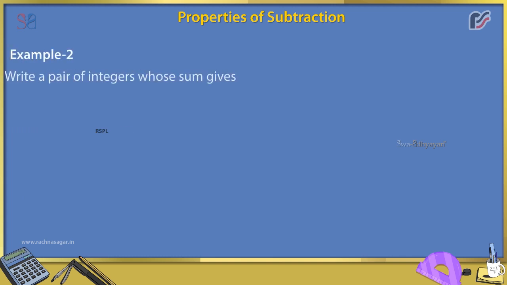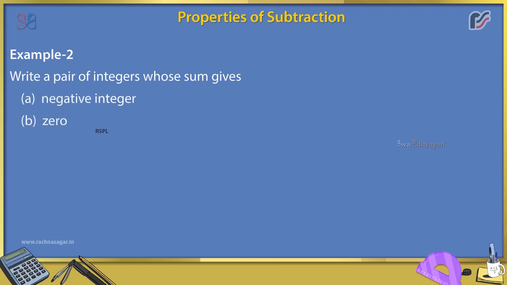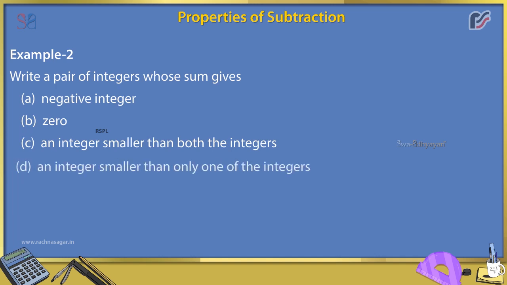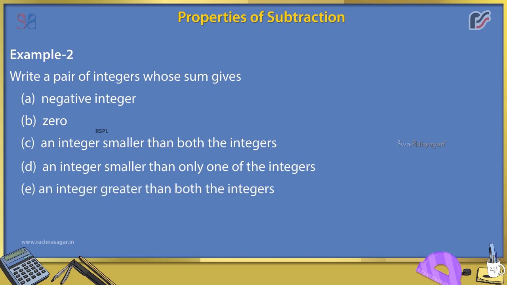Example 2. Write a pair of integers whose sum gives a. A negative integer, b. 0, c. An integer smaller than both the integers, d. An integer smaller than only one of the integers, e. An integer greater than both the integers. Note: in such questions, other answers are also possible.